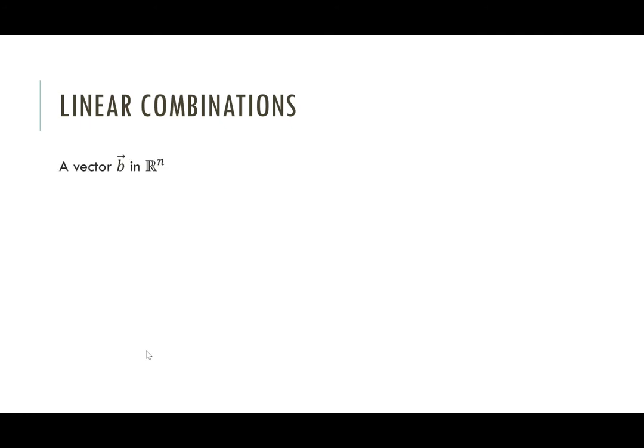So a vector b in Rn. Think of this as a column vector with n components. That vector is called a linear combination of some other set of vectors, v1 to vm, in Rn. So we have an n-dimensional vector, and we say it's a linear combination of some other group of n-dimensional vectors. Say we have m of them.